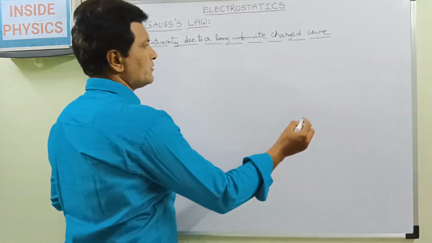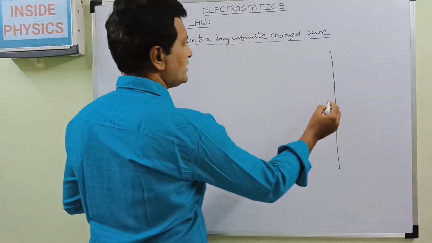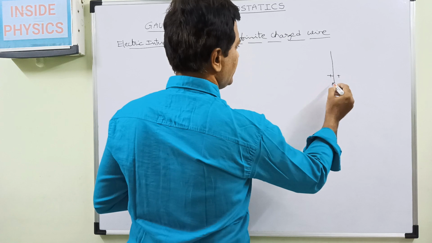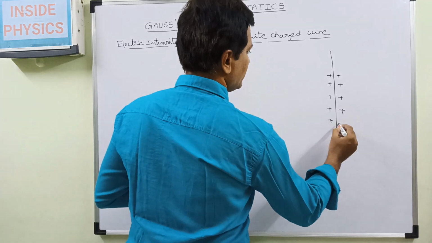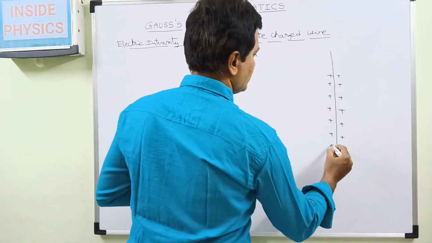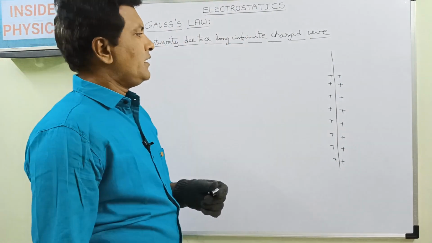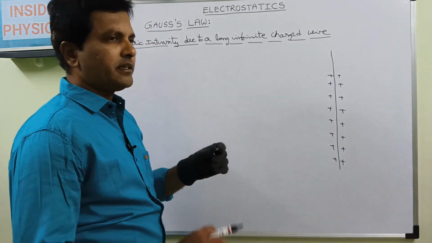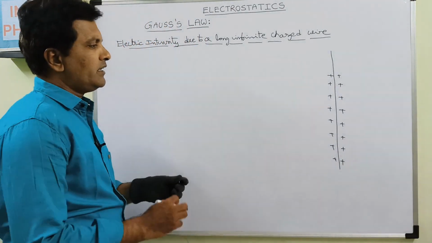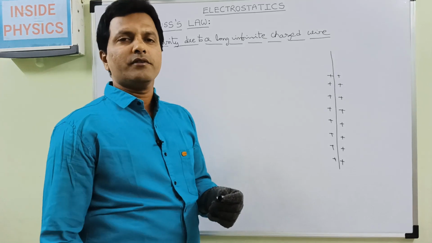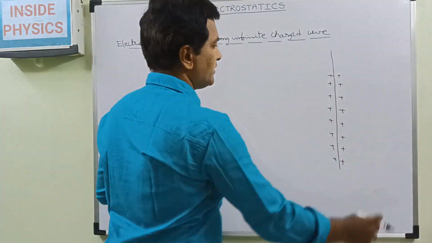First we will take a long conducting wire which is having positive charge around it. So we imagine a cylindrical surface around this infinite charged conducting wire, to calculate the electric flux coming out of that closed cylindrical surface, which we will take around this wire.